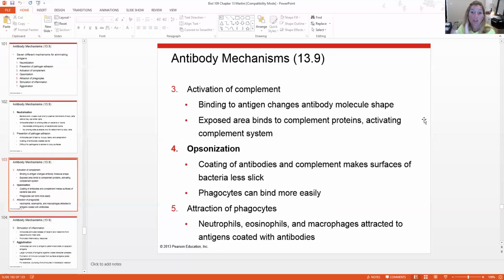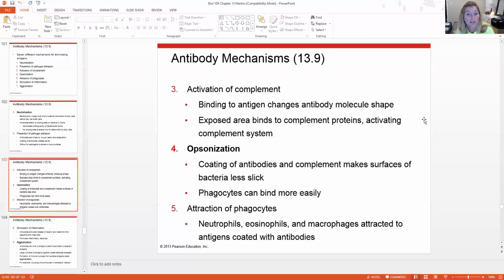Binding an antigen changes the antibody's molecular shape. So complement proteins are proteins that are going to bind to the antigen and change that shape so that they can no longer bind and are inactivated.